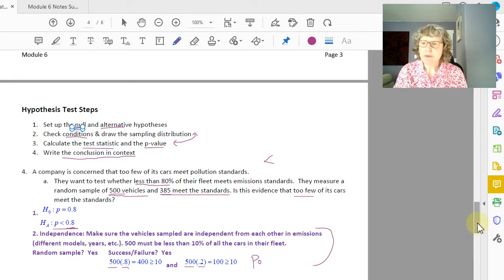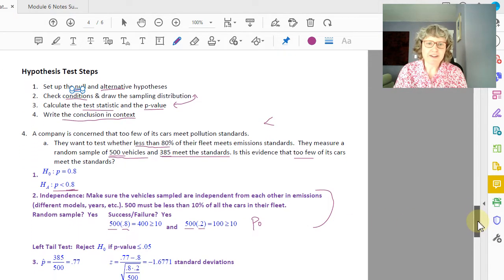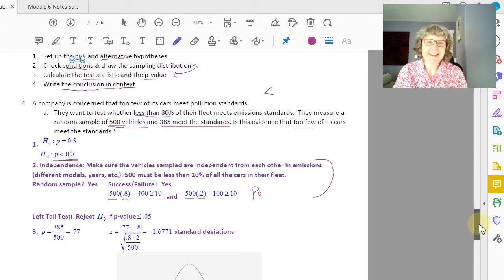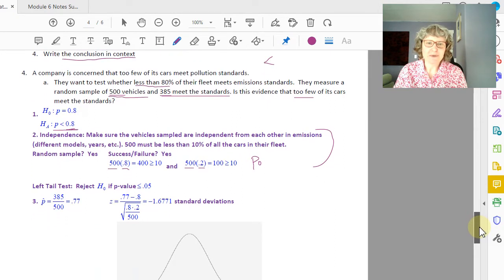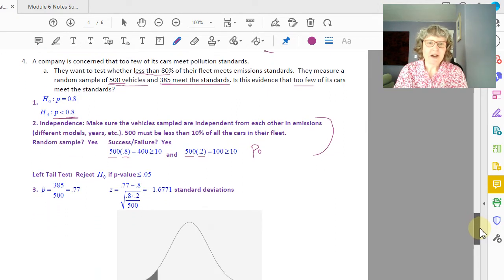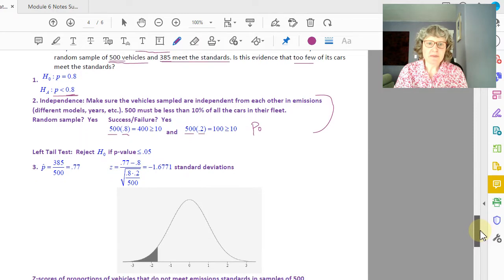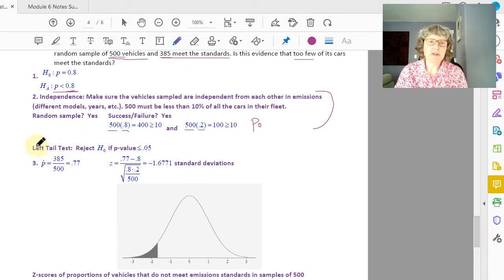Okay, now I didn't test what happens when I scroll. Okay, good. I was worried that my drawings weren't going to scroll. Okay, so now we're ready to move down to step 3. Here's a little summary that we have a left tail test, and we reject the null if the p-value is less than 0.05. So this is alpha, or our significance level. So many little pieces to this.